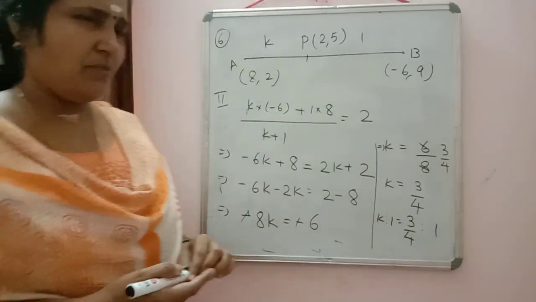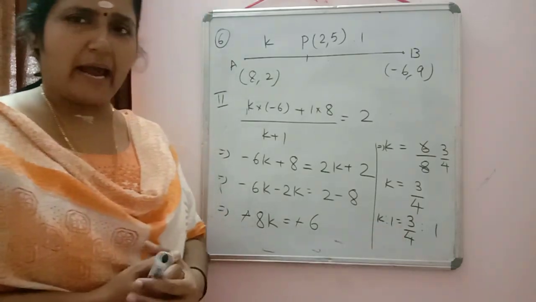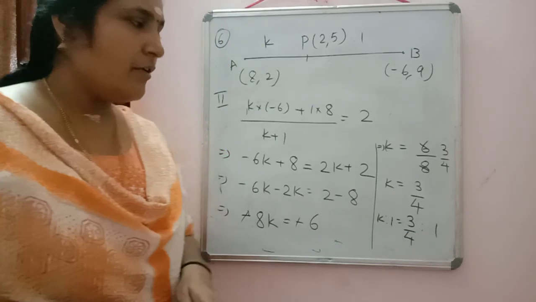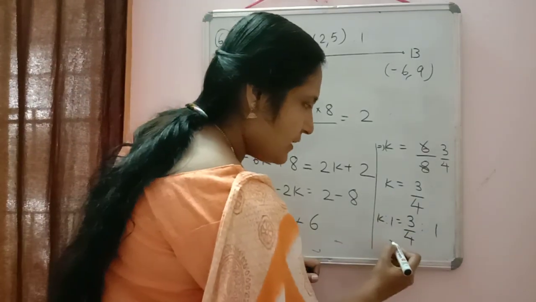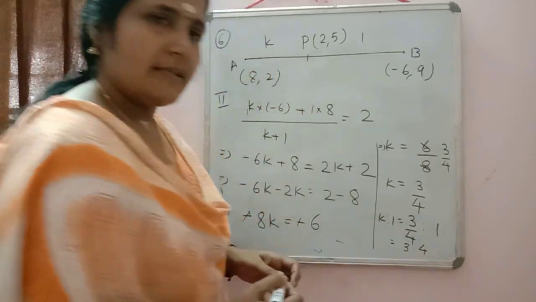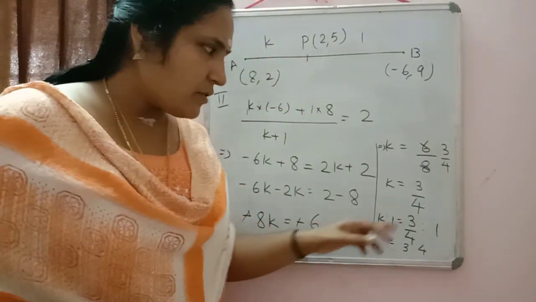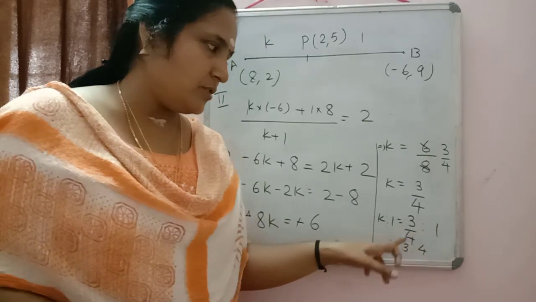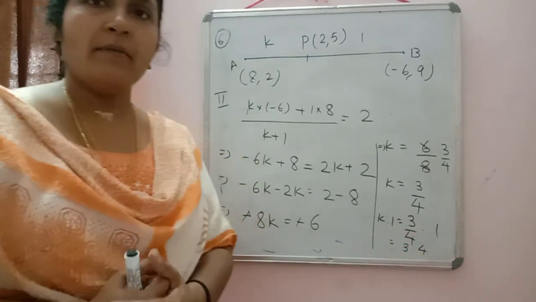Normally we don't want the answer if it is coming in fraction. So what can we do? We can multiply it by 4. So what will come here? 4 will get cancelled. We will get the ratio as 3 is to 4. Or whatever answer you are getting, just shift the 4 to that side. So it will be equal to 3 is to 4.